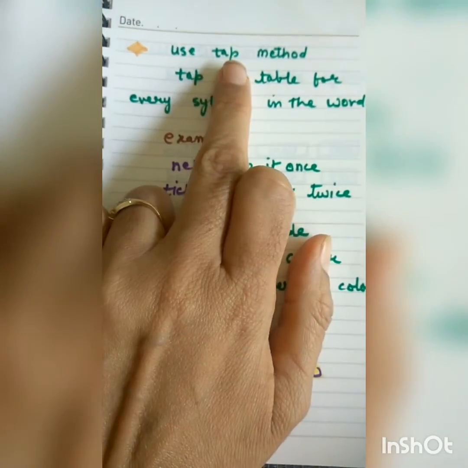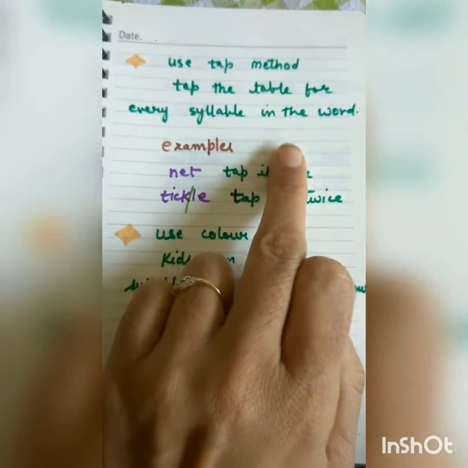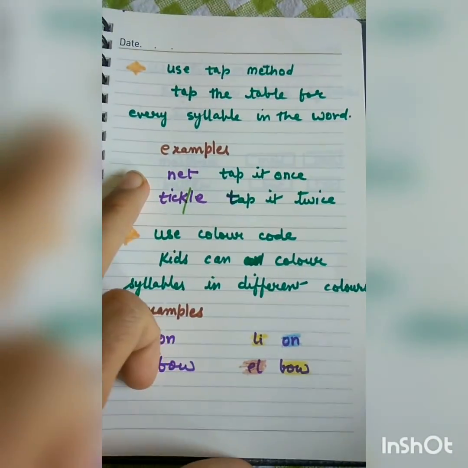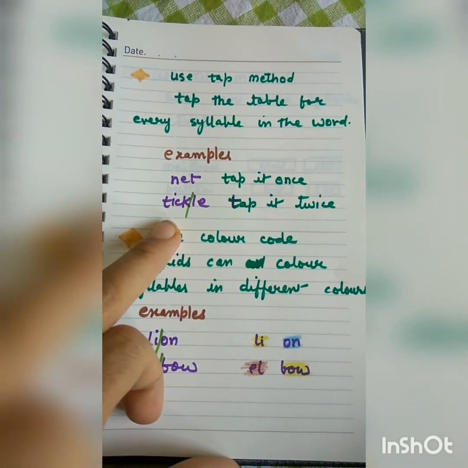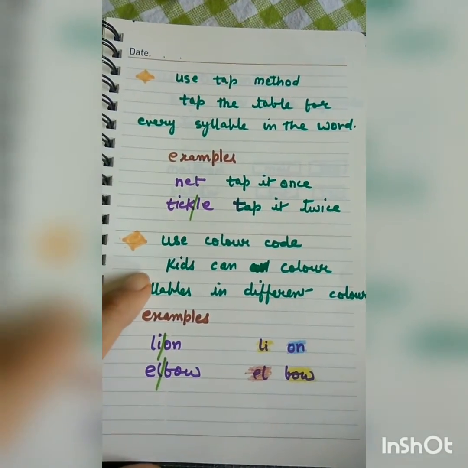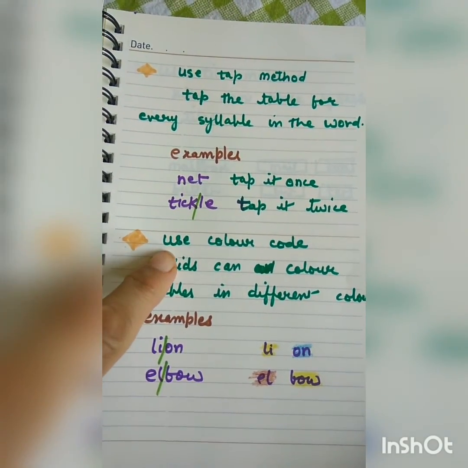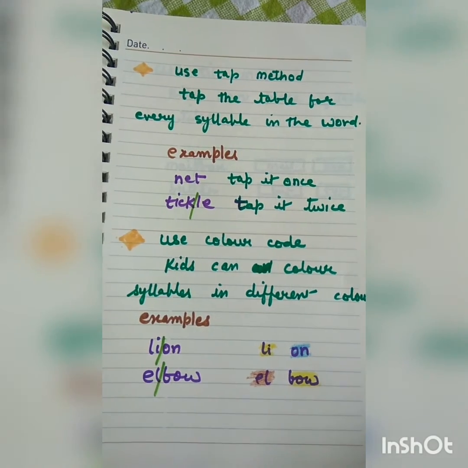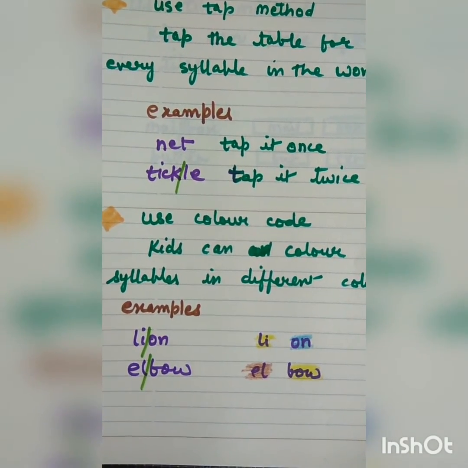Next is the tap method. Tap the table for every syllable in the word. Examples. Net, so tap it once. Tickle, tap it twice. Then we move on to the next in the list, which is using color codes.